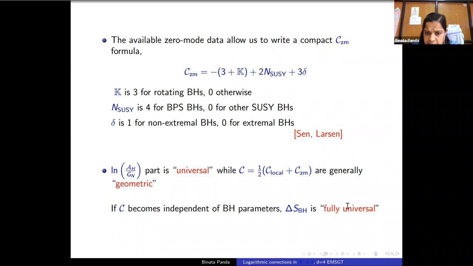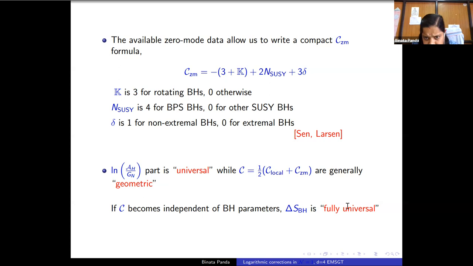Yes, this will be zero. More likely it's zero for all the non-supersymmetric ones, because this method is applicable for all supersymmetric and non-supersymmetric black holes. So for the non-supersymmetric, it will be zero, for the quarter BPS also. It's like for the BPS black holes only, it will be 4, and zero otherwise. For any other condition, it will be zero.